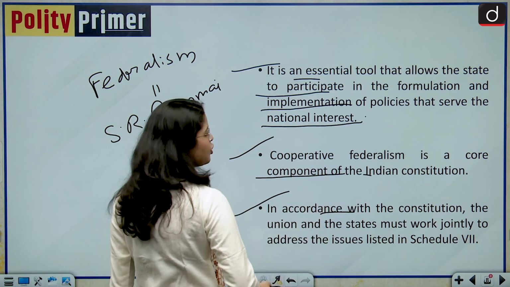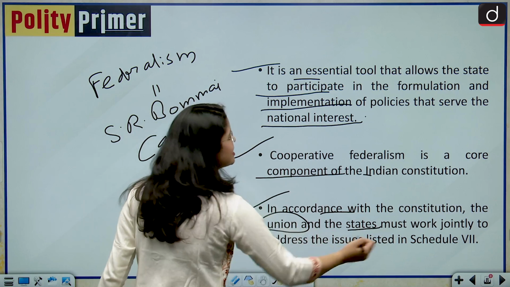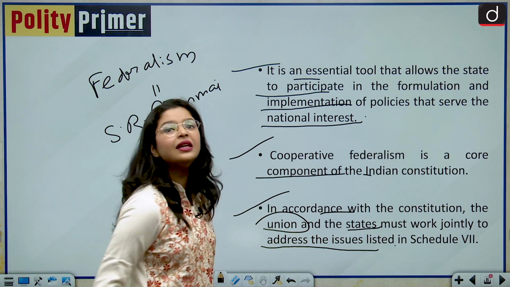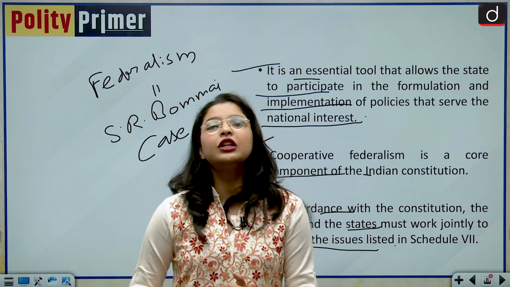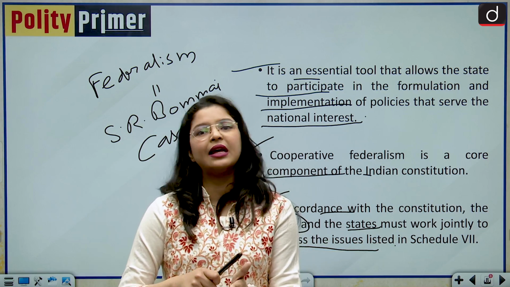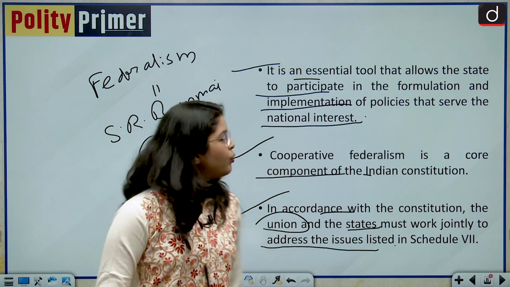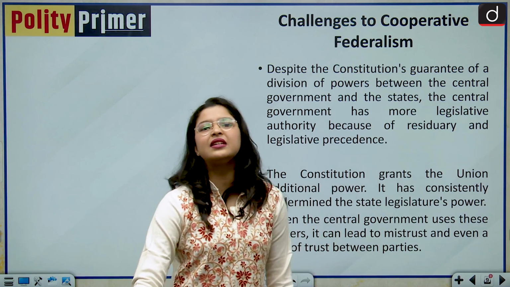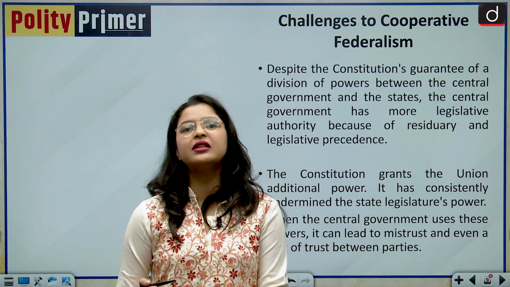And in accordance with the Constitution, the Union and the states must work jointly to address the issues listed in Schedule 7. Schedule 7 talks about three lists, as we all know: the Union list, the state list, and the concurrent list. Moving forward, let us analyze some of the challenges that the present cooperative federalism in India is facing.